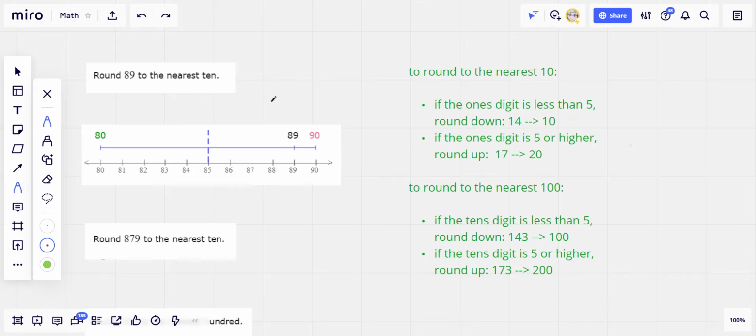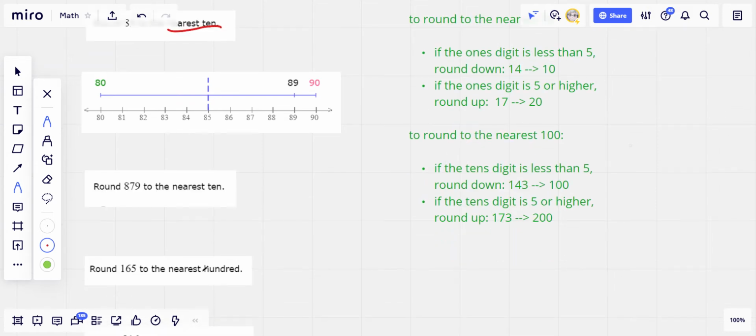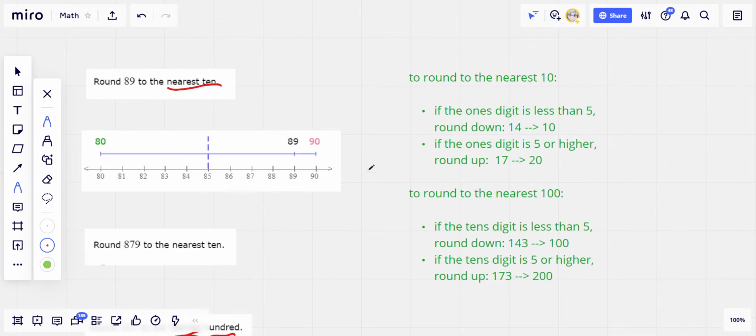In these problems, we're being asked to round to the nearest 10 or the nearest 100. In some of these problems, there's one that's nearest 100. When you see nearest 10, what that means is that your answer is going to end in 10, 20, 30, 40, 50, 60, 70, 80, or 90, and not any ones digits beyond that. If it's nearest 100, it's going to be 100 or 200 or 300, etc.